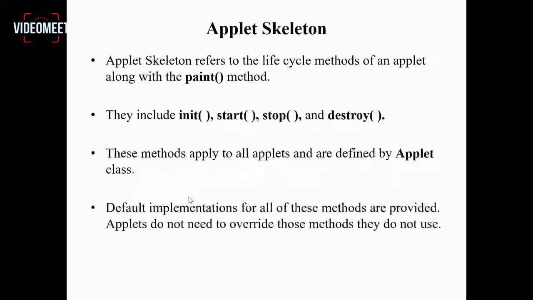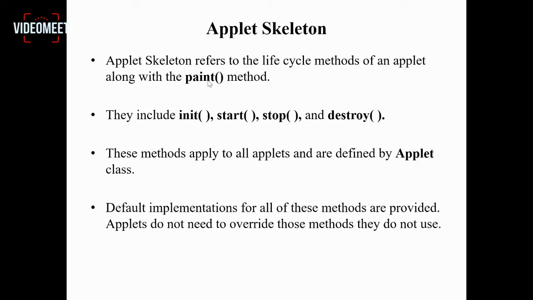So coming to this applet skeleton, whenever an applet window is created, this applet window will take the help of five different methods, which are also called life cycle methods. Okay. So the first one is the paint method, which we have seen in our applet example program just before.